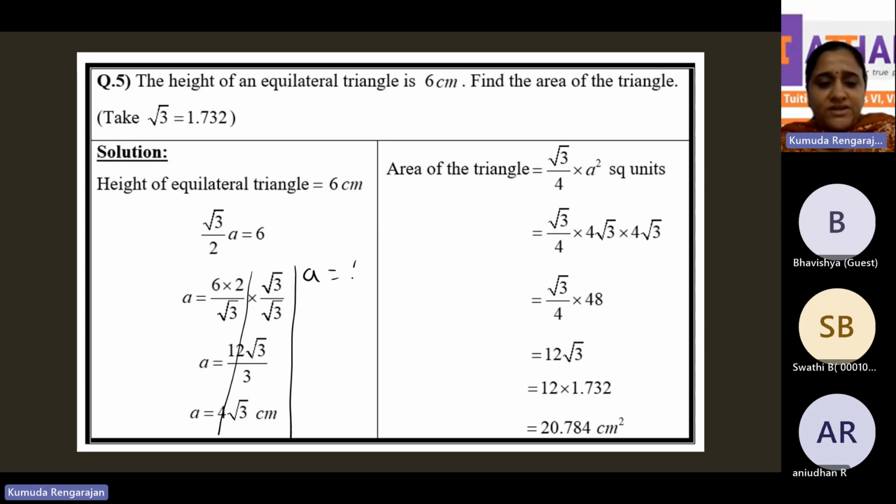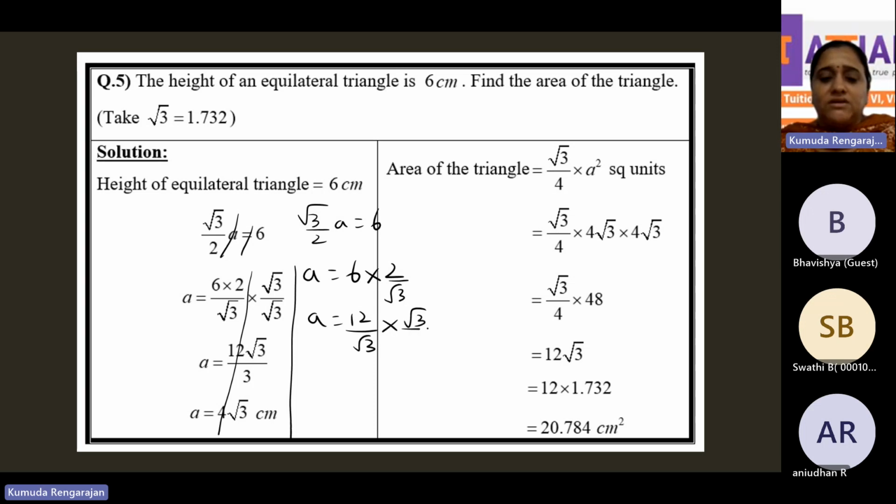A is equal to 6 root 3 by 2. Root 3 by 2 a is equal to 6. Correct? A is equal to 6 into 2 by root 3. So A is equal to 12 by root 3. The denominator is irrational, so we'll have to rationalize it. Multiply and divide by root 3. So A is equal to 12 root 3 by root 3 into root 3, which is 3.